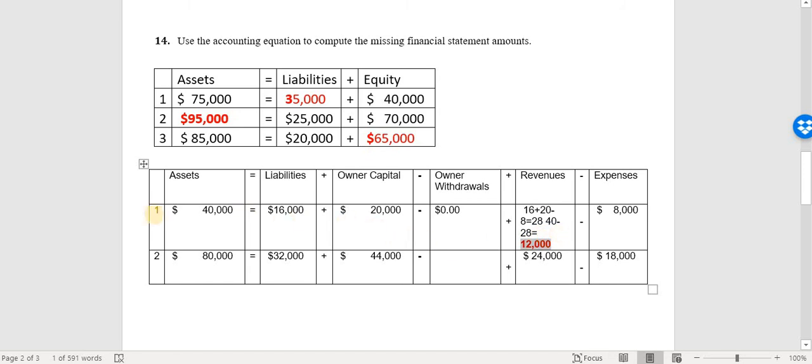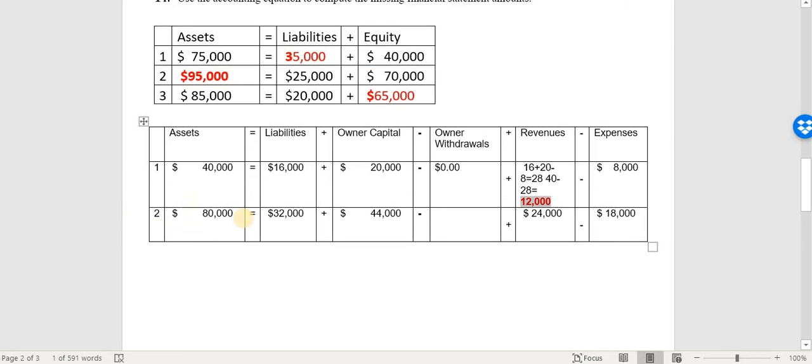Let's do one more. Assets are 80, liabilities 32, capital 44. So my right side has to equal the left. I can't change the 80. So let's see. 32 plus 44 is 66. 66 plus 24 is 90. And 90 minus 18 is 72. I don't think I'm doing it right.